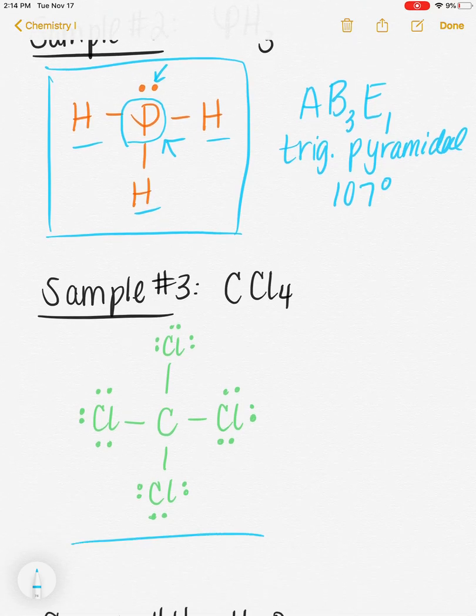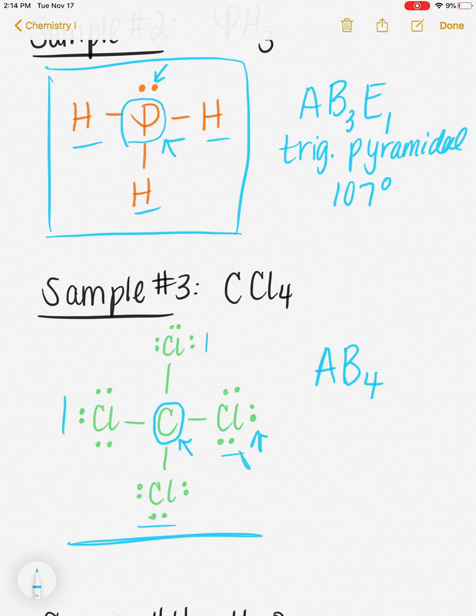All right, sample 3, CCl4, the correct structure is drawn right here. What is the central atom? The central atom is carbon, so our A stands for carbon. B, how many atoms are bonded to that carbon? There's 1, 2, 3, 4 chlorines, so an AB4. There are no dots on the carbon.